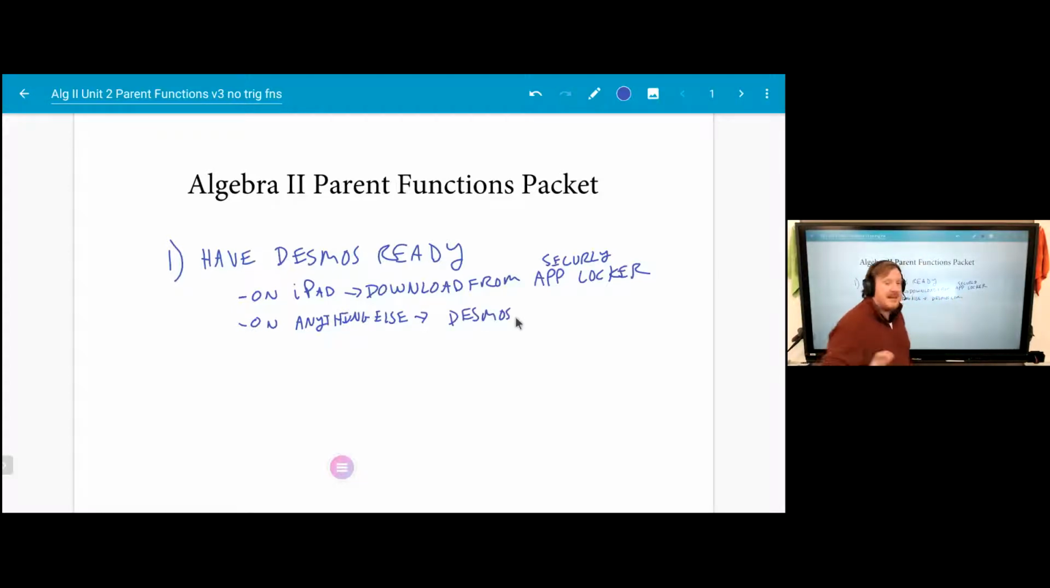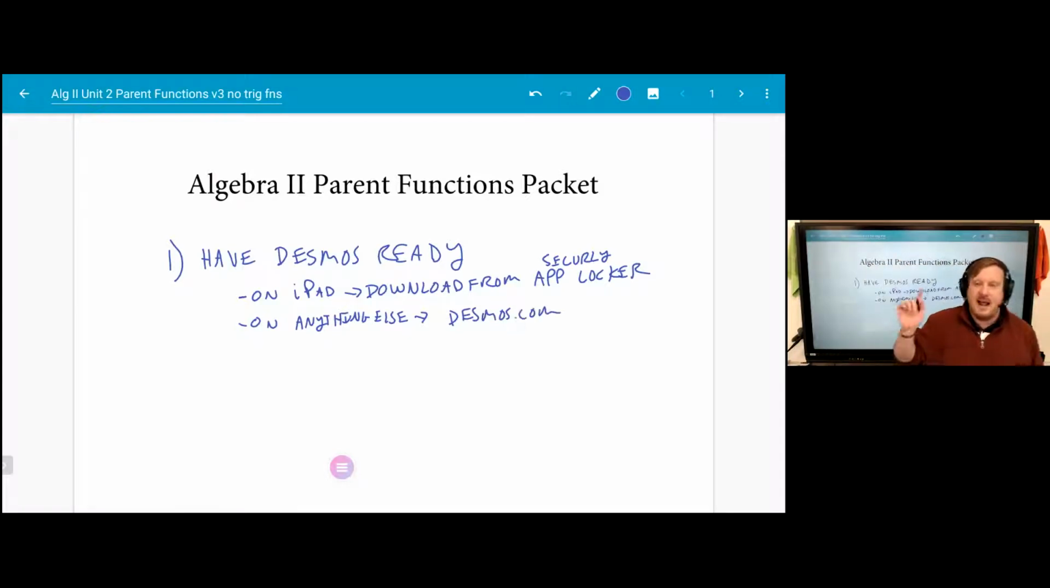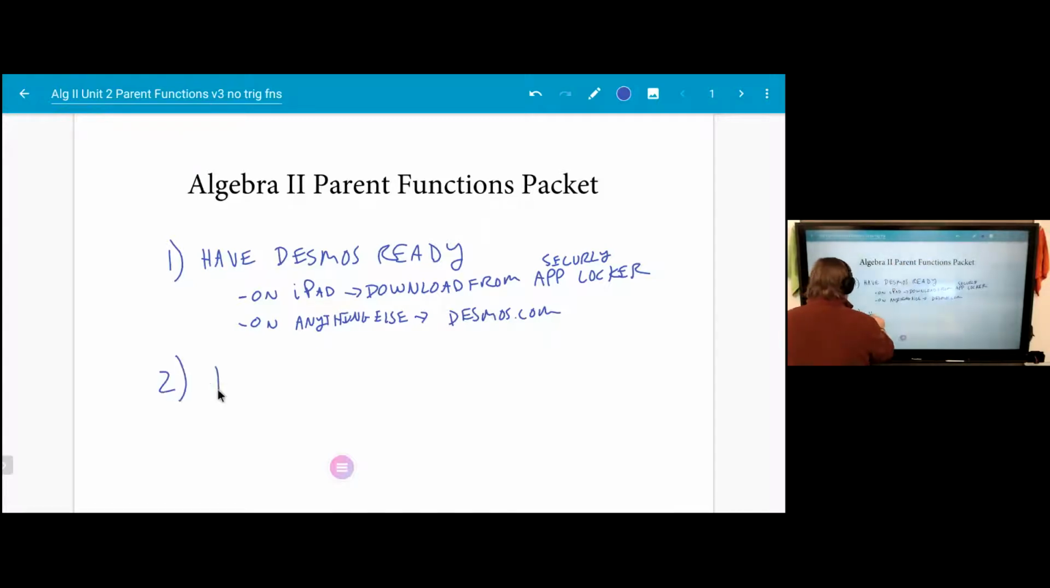You don't have to make an account. You don't have to do anything like that. If you want to, I even have it on my phone because I'm nerdy like that. I use it sometimes. But anyway, that is how we're going to start this one. Have Desmos ready, and two, have some fun.